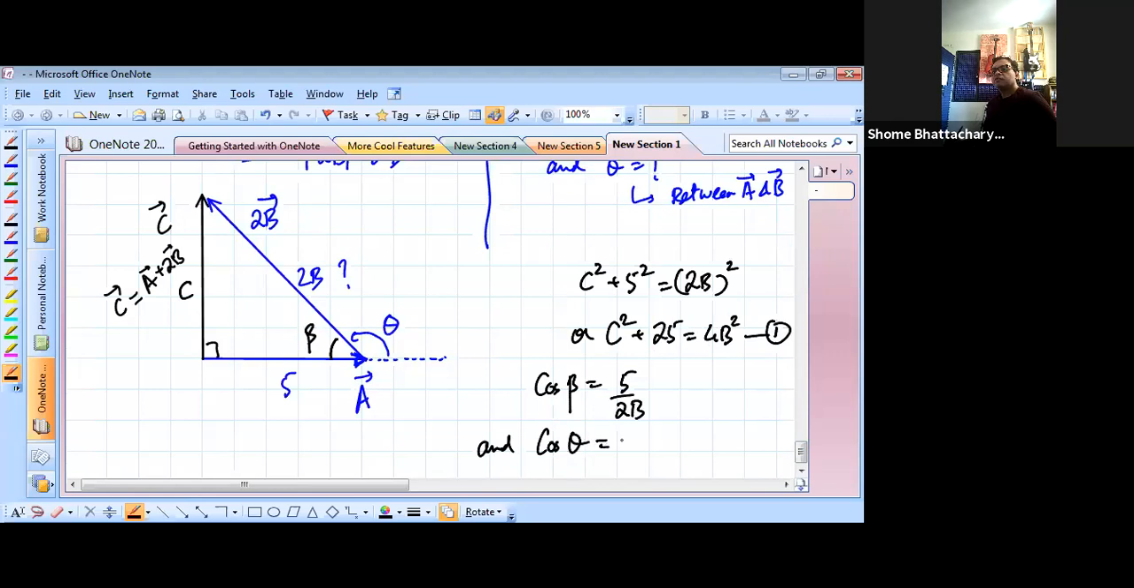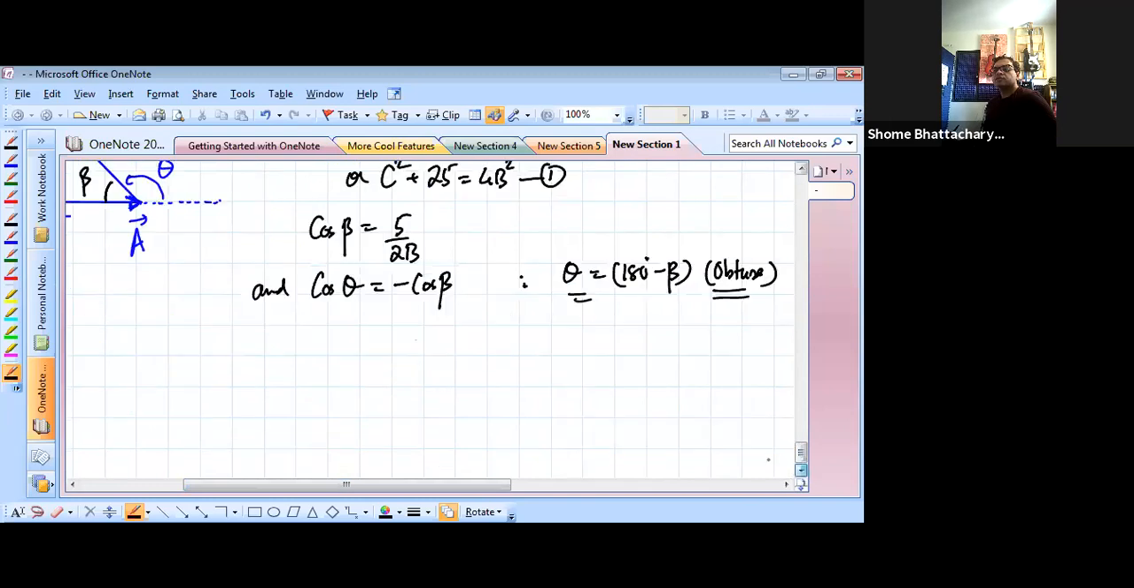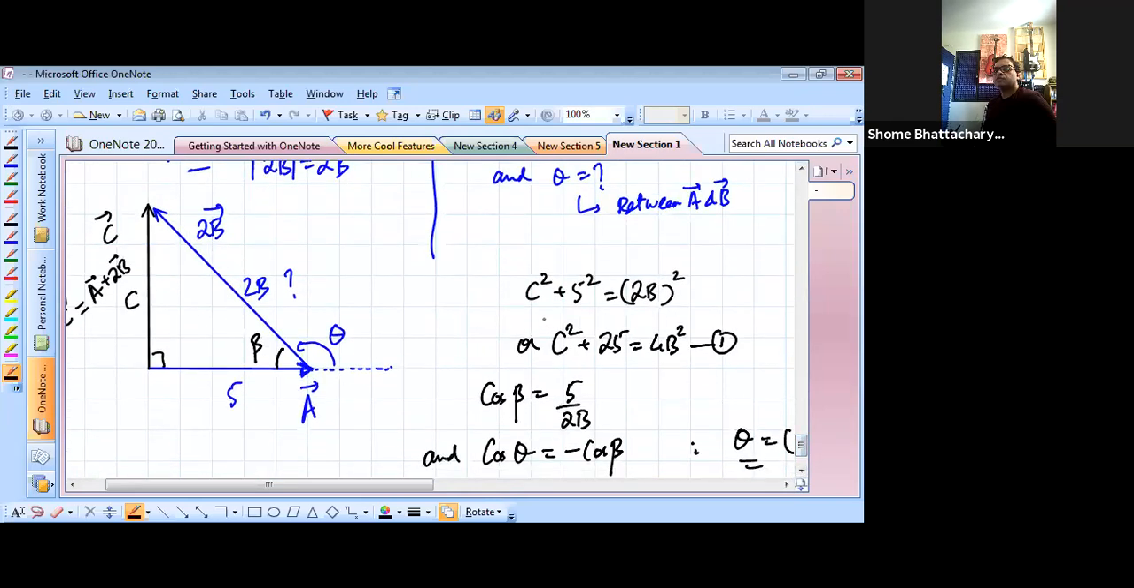Okay, and cos theta will be minus cos beta. Why? Because theta is in the second quadrant, because theta is 180 minus beta, an obtuse angle. So theta is an obtuse angle, we know that. So cos theta, because we have to find out theta, is minus 5 upon 2b. So that becomes my second equation. So two equations have been generated from this triangle. Okay, these two equations.